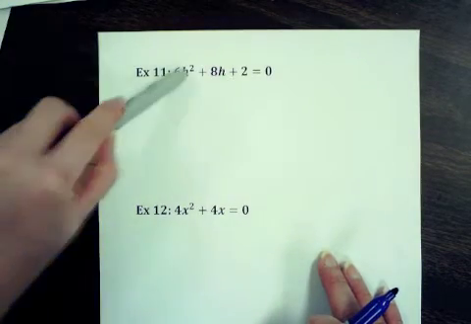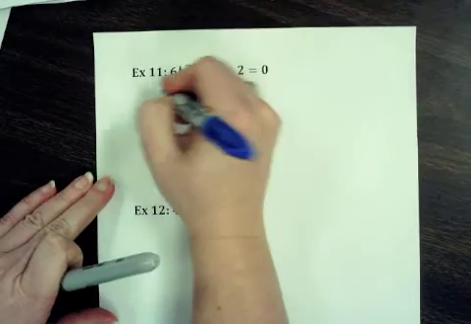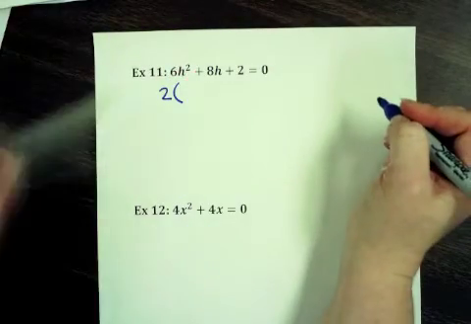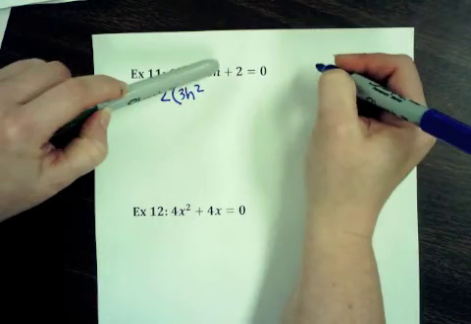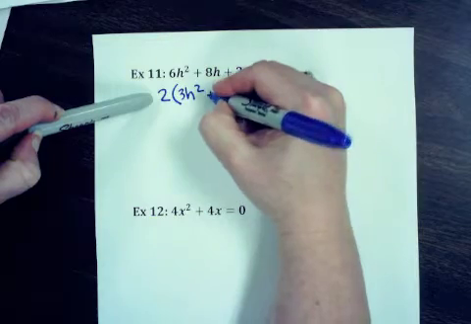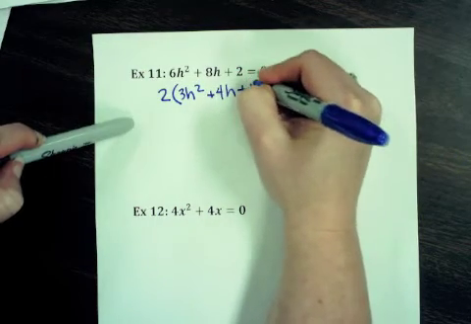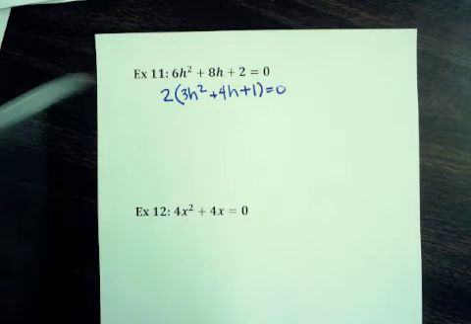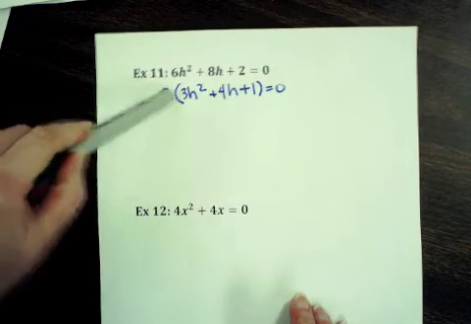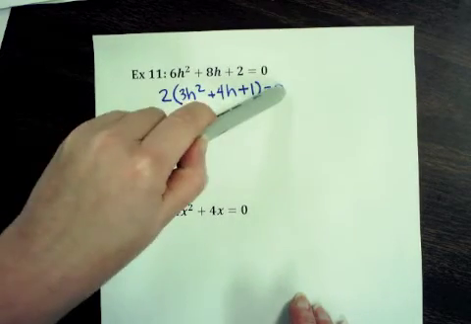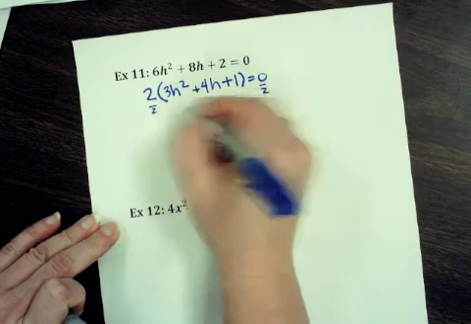Since these are all even, not always, since these are all even, I can factor out a 2. And if I pull a 2 out of 6h squared, I have 3h squared. If I pull a 2 out of 8h, I've got 4h. And if I pull a 2 out of 2, I'm left with 1. Now, because this says 2 times all this equals 0, I can divide by 2. And what is 0 divided by 2?